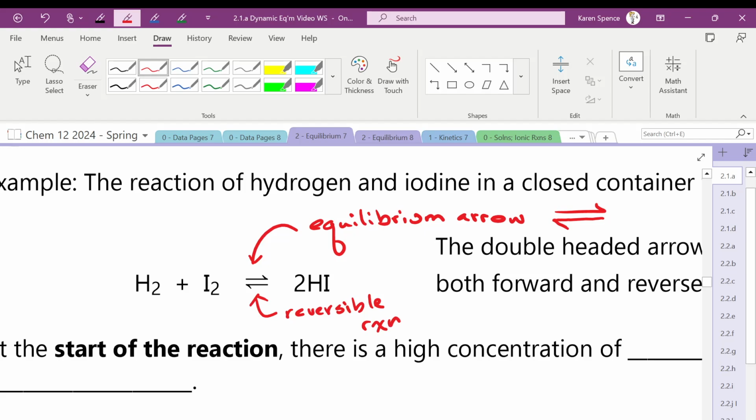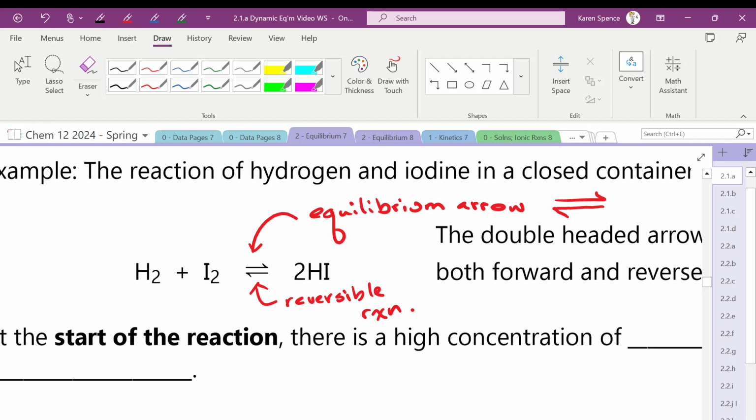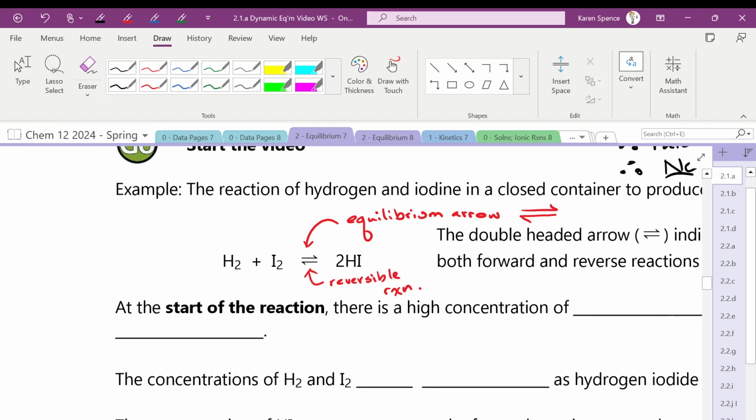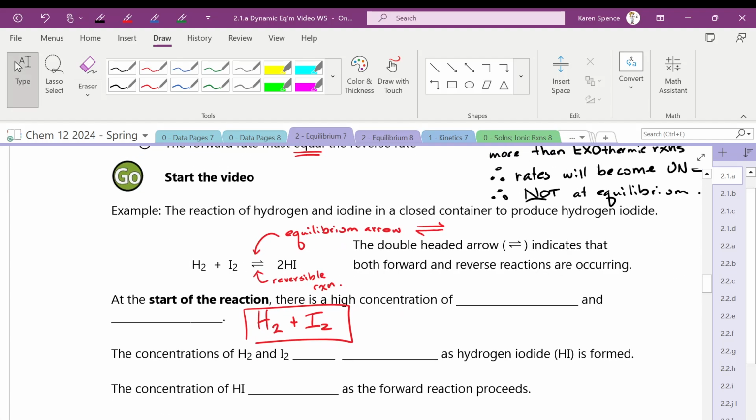It doesn't necessarily mean that we are already at equilibrium, but it means that this system, if we leave it alone, will come to an equilibrium, as long as it is in a closed system and the temperature is constant and all of those things that we just mentioned. So at the start of the reaction, we have a high concentration. So what we do is we put some H2 and some I2 into a container.